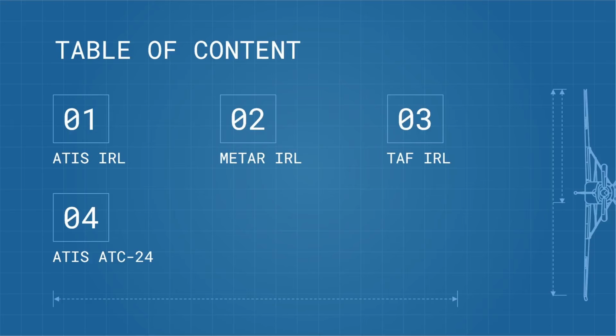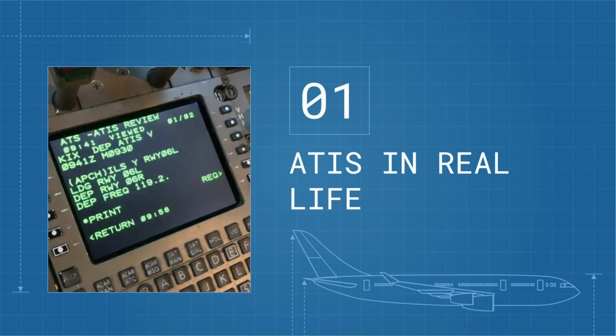As always, if you're just starting out on ATC 24, it's recommended you skip to the ATC 24 section, in this case Chapter 4, to receive the ATC 24 relevant information only and to avoid being bombarded with information not needed for ATC 24 roleplay. We'll start by exploring what ATIS is in real life, how to read it, and how to use it.